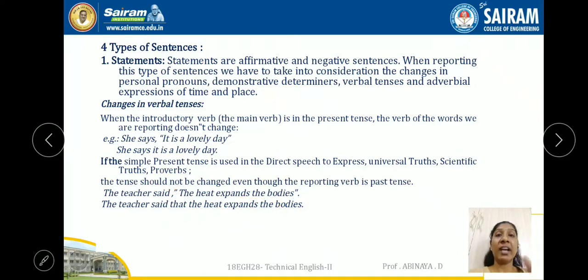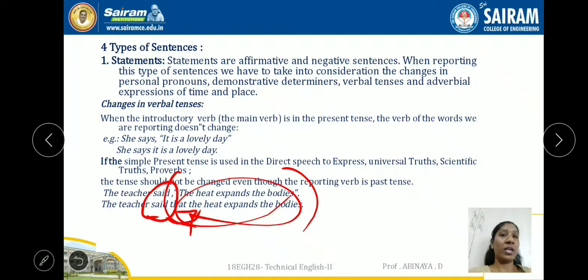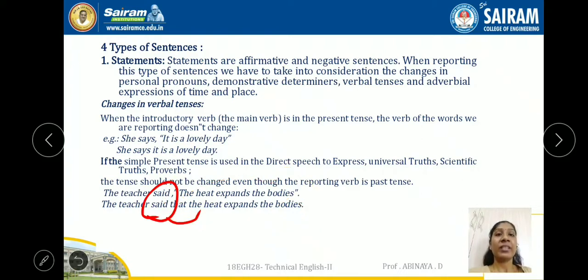So here we have seen two rules. The first rule is, if the introductory verb is present tense, you should not change the verb of the reporting verb. And if the introductory verb is past tense and you are quoting a universal truth or habitual action, that time also you should not change the tense of the reporting verb. These two we have seen. Let us see further.